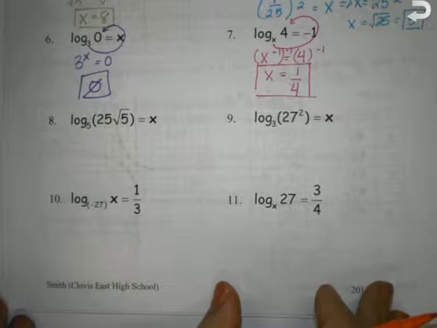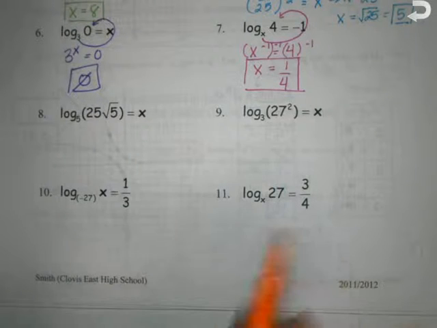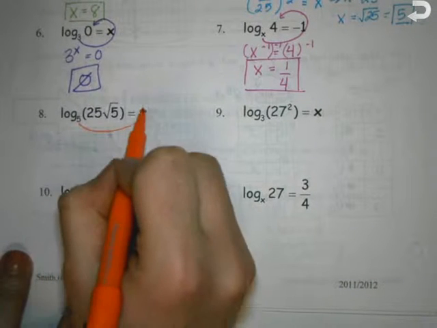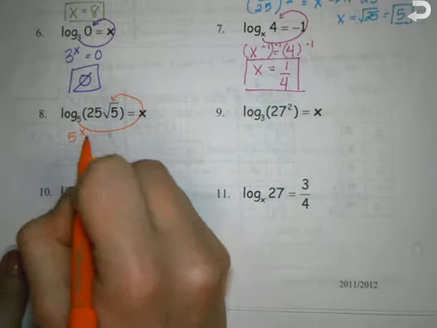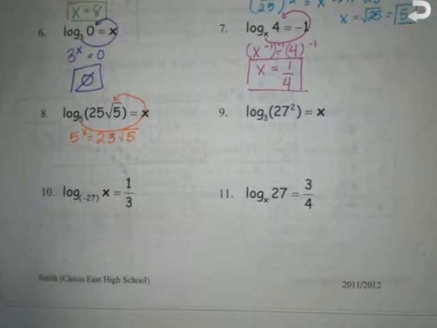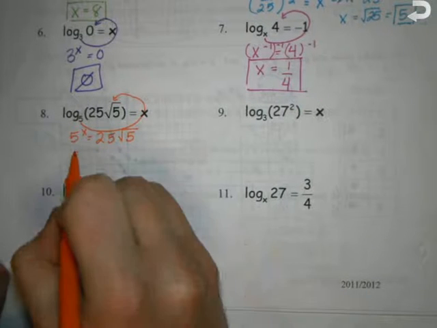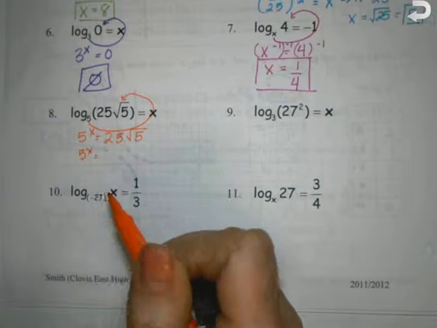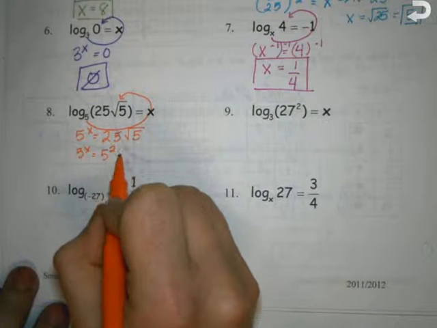Okay. Number 8. This is 5 to the x equals 25√5. Okay, let's practice with these some more. So that's going to be 5 to the x equals, what's 25? 5 squared times, what's square root of 5? 5 to the 1/2.